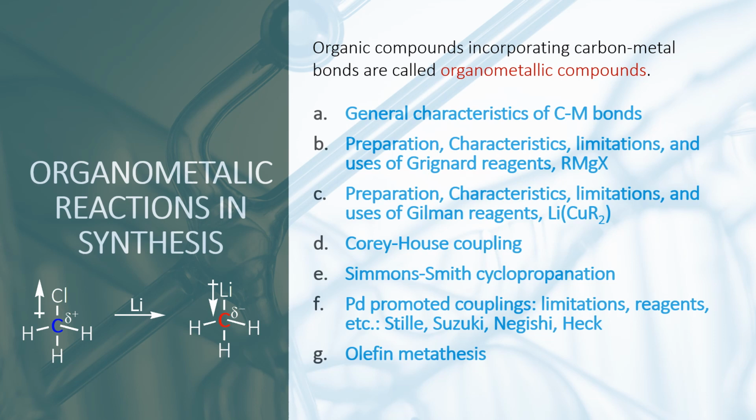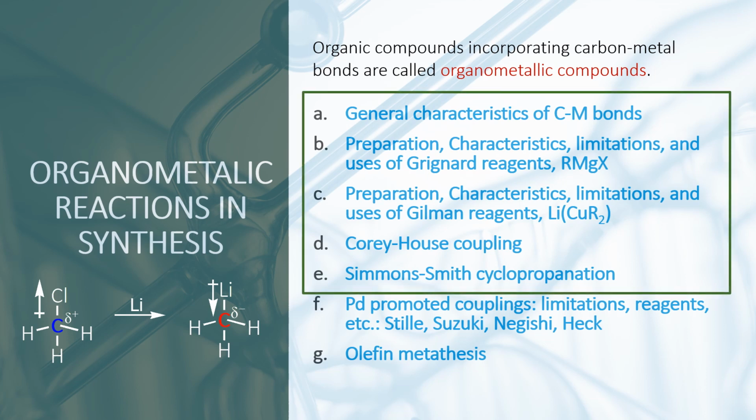Today's lecture is one of two parts concerning organometallic reactions in synthesis. These are organic compounds incorporating carbon-metal bonds, and they are called organometallic compounds. In this lecture, we'll cover the general characteristics of the carbon-metal bond. We'll be looking at preparations, characteristic limitations, and uses of Grignards, and also Gilman reagents.